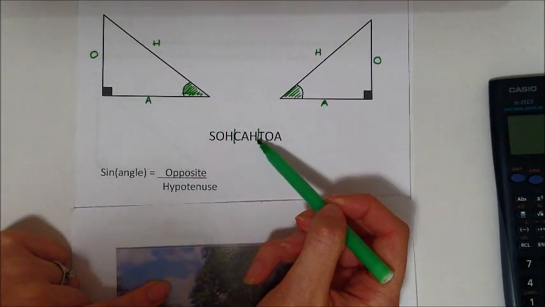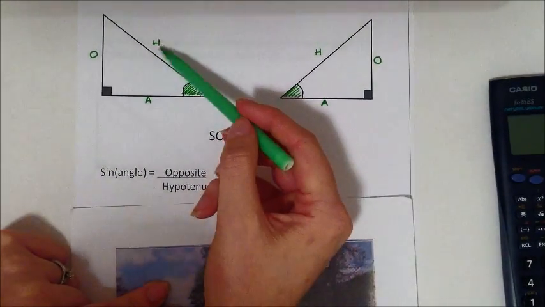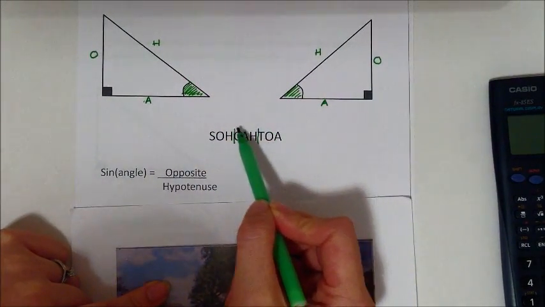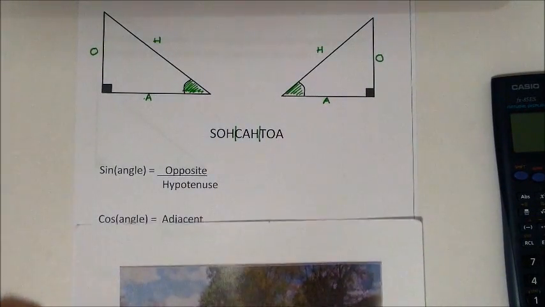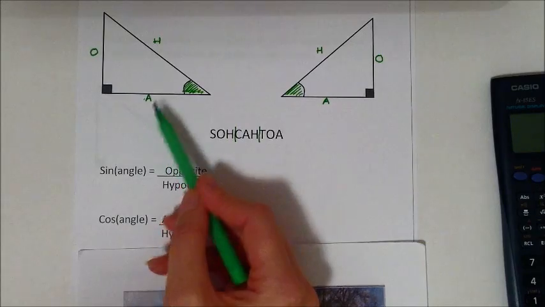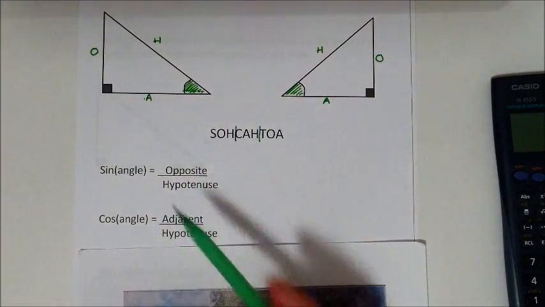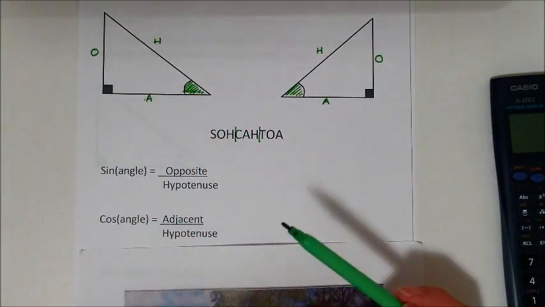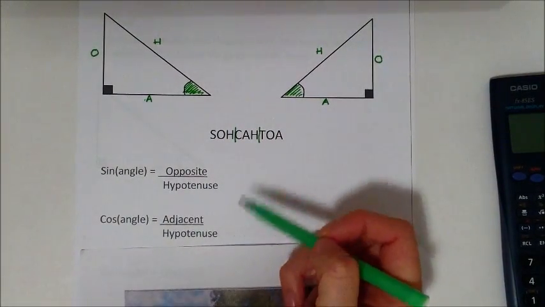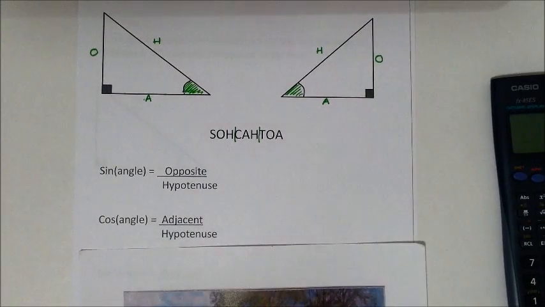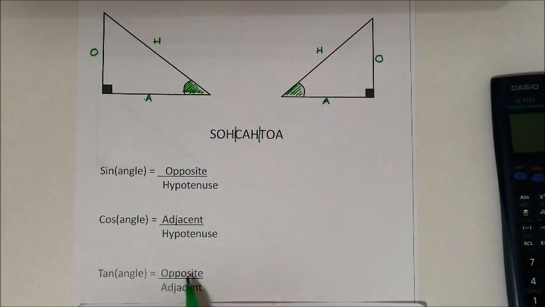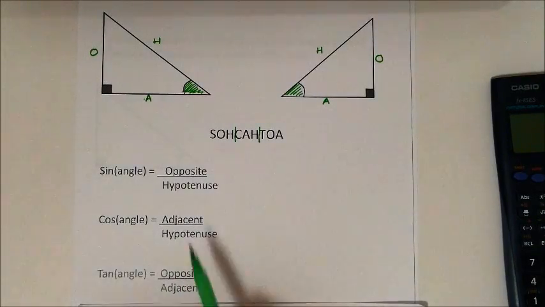If we've got the adjacent and the hypotenuse, so they're the two pieces of information that I'm working with, then we're going to use CAH, which is the cosine equation. So cos of the angle is equal to the adjacent side divided by the hypotenuse. So again, you would just put the numbers that you've got into that formula. Now, the last one, which is actually one that you don't need to use for this part of your assessment, is the tangent equation, TOA, which is the tangent, or tan of the angle, is equal to the opposite side divided by the adjacent.